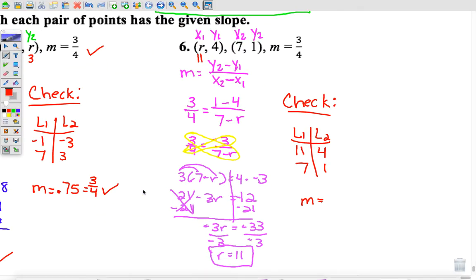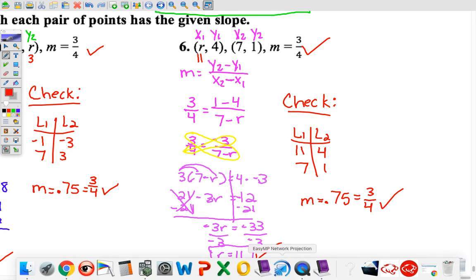So over here, my slope was 0.75. That's the same thing as 3/4. Okay, so those two slopes are the same, which tells you my answer here, R, is correct. All right, and that's it for your 3-3 notes, so y'all can get started on your homework.